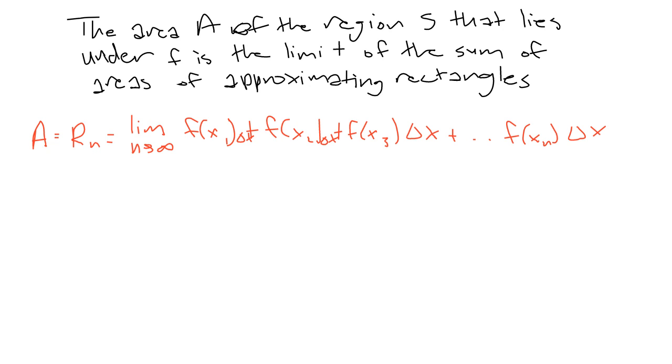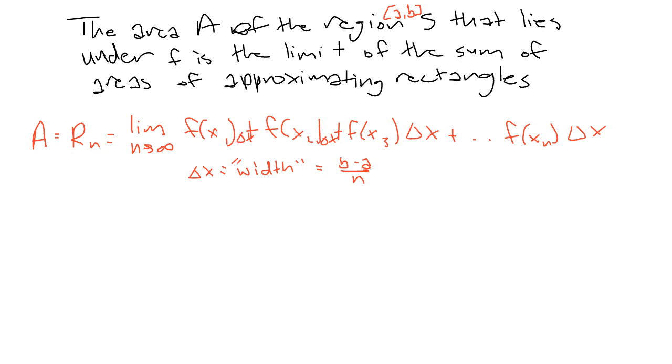And what these values mean is that delta x is equal to our quote-unquote width of our rectangle. If our region S lies on the interval from A to B, that width is going to be equal to B minus A over n.